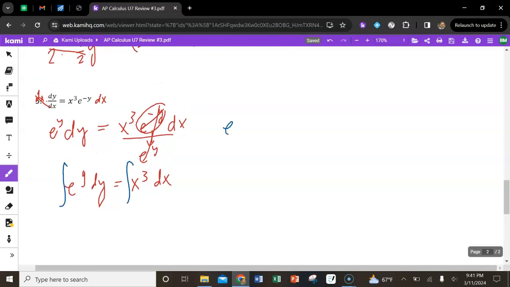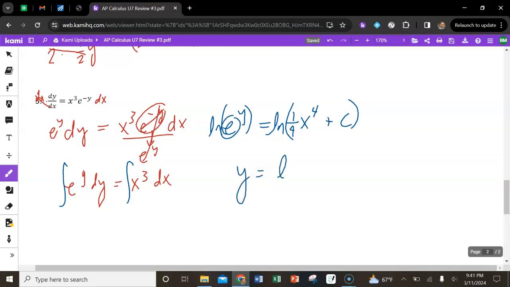Antiderivative of e to the y is e to the y. The antiderivative of x cubed is 1/4 x to the 4th plus c. And then the way that we get rid of e is to take the natural log of both sides. So I'm going to do the natural log of the right side as well. And that will simply give me that y equals the natural log of 1/4 x to the 4th plus c.